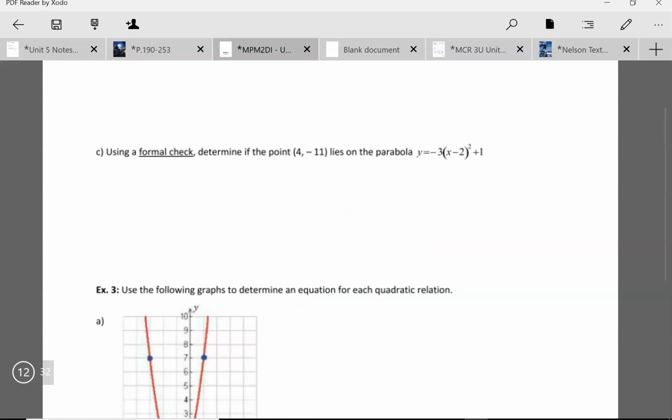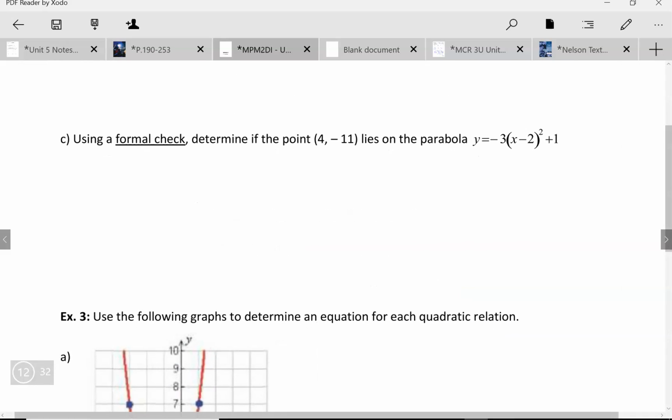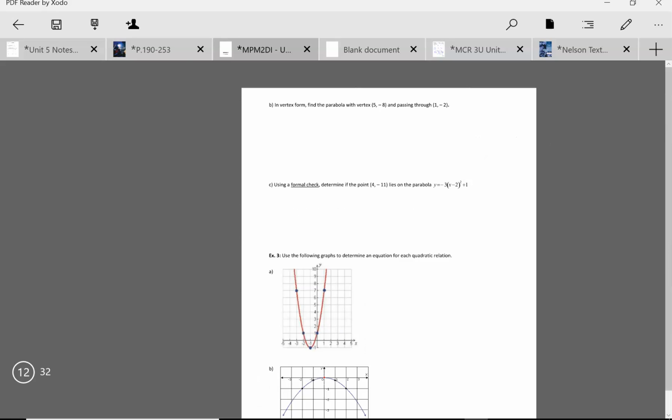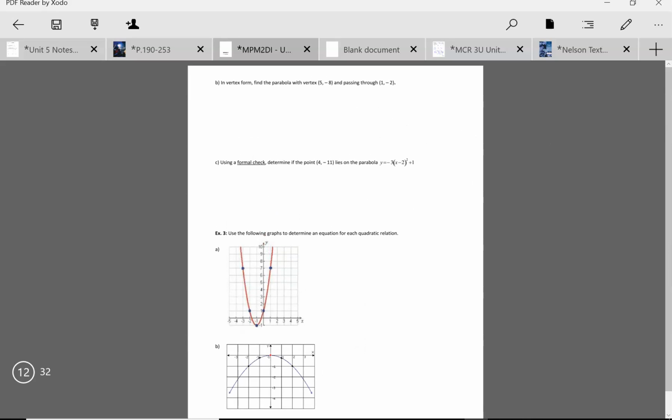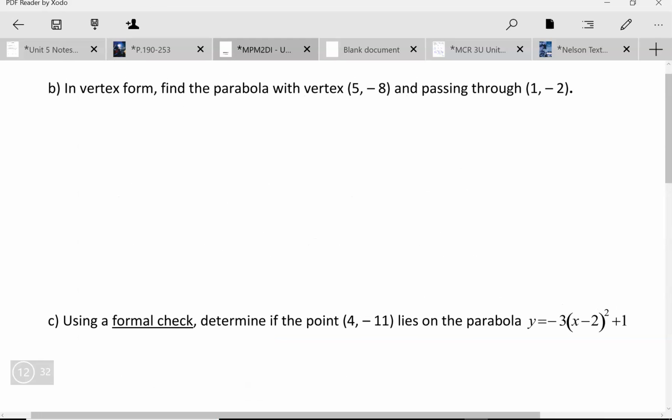Now, this is where we're going to, and did I miss part B? Yeah, part B. It's up there. Oops.